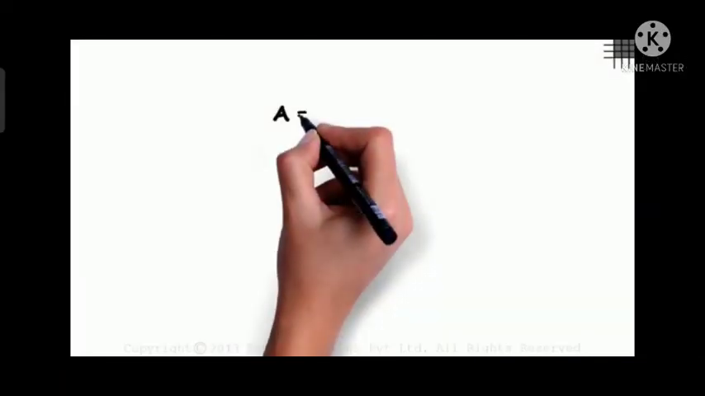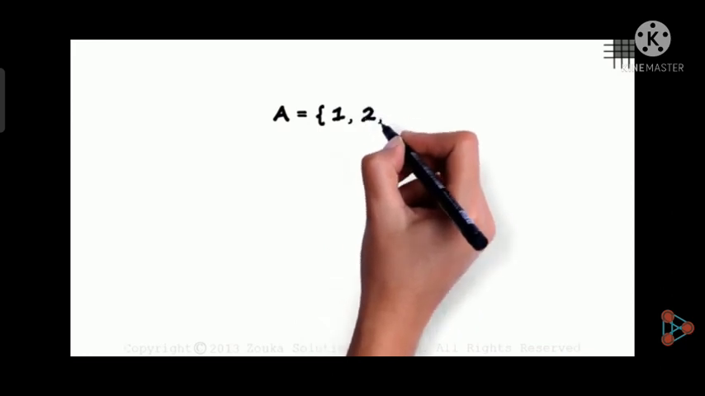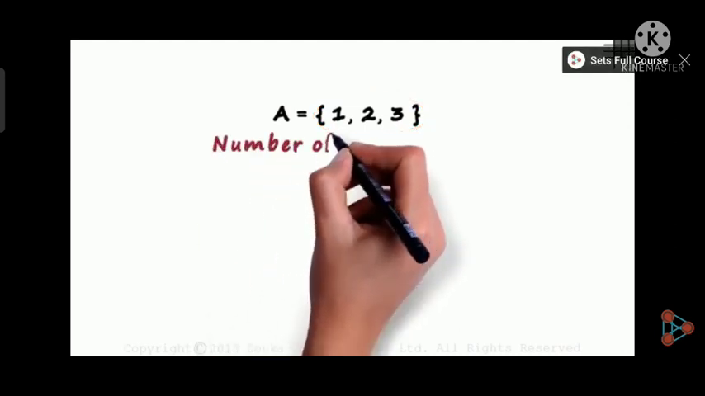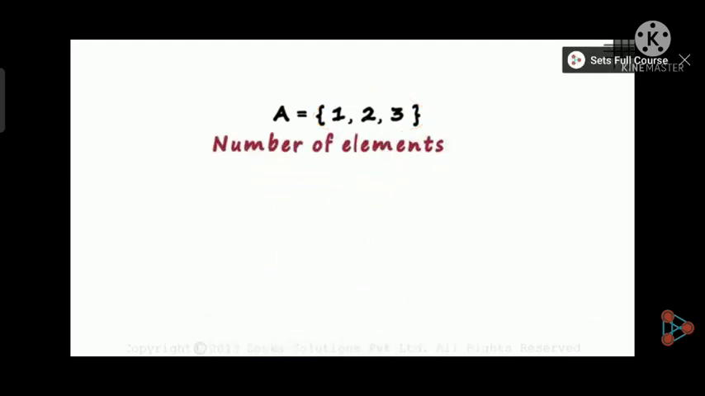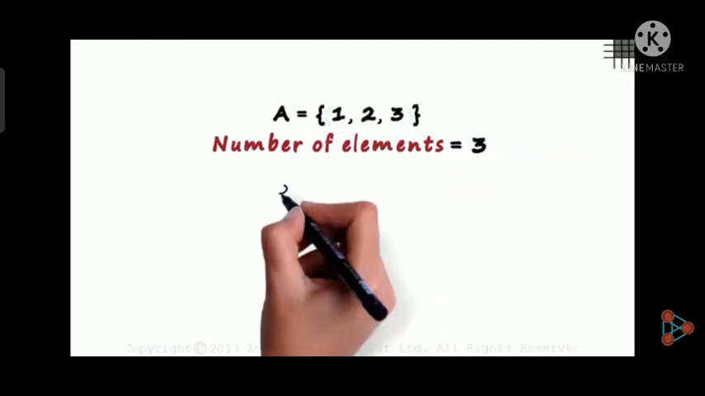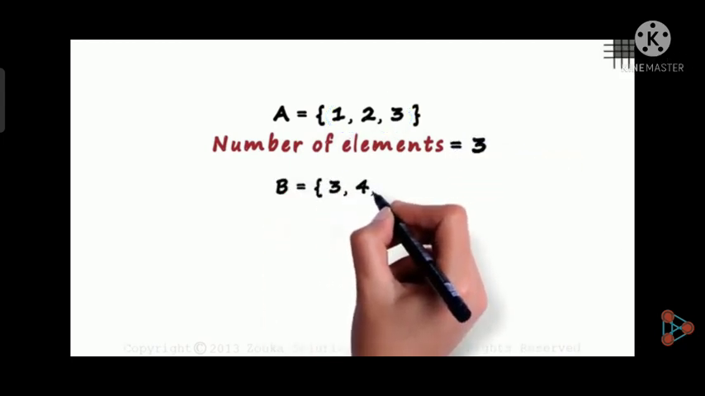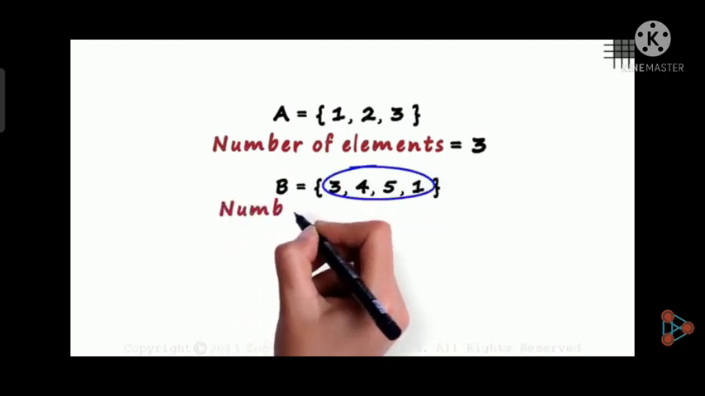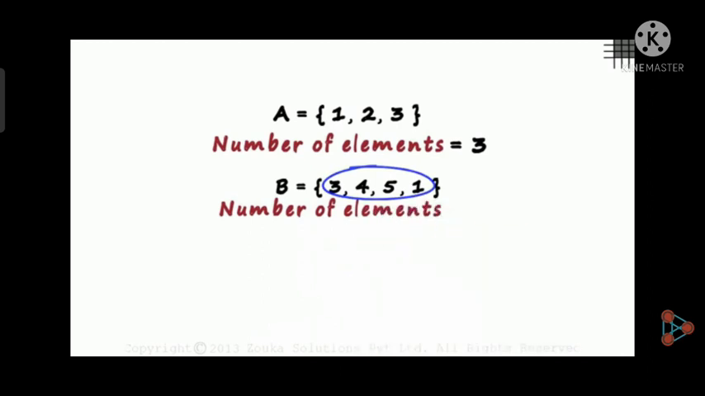Consider a set A with 1, 2 and 3 as its elements. How many elements does this set have? What is the number of elements in this set? You can count the number of elements in the set as 3. Here's another set B with 3, 4, 5 and 1 as its elements. What is the number of elements in this set? This set has 4 elements, 3, 4, 5 and 1.